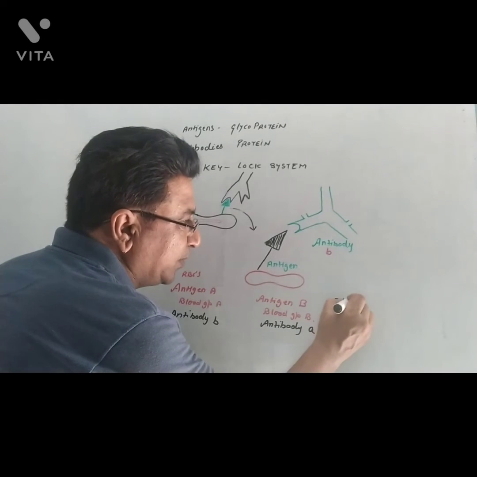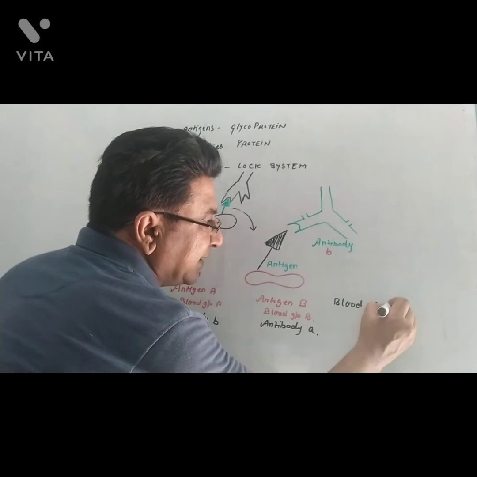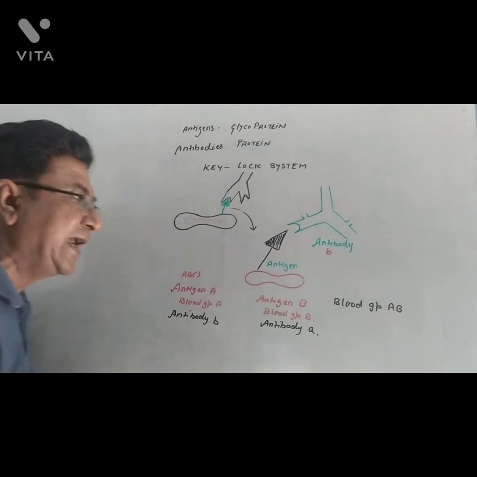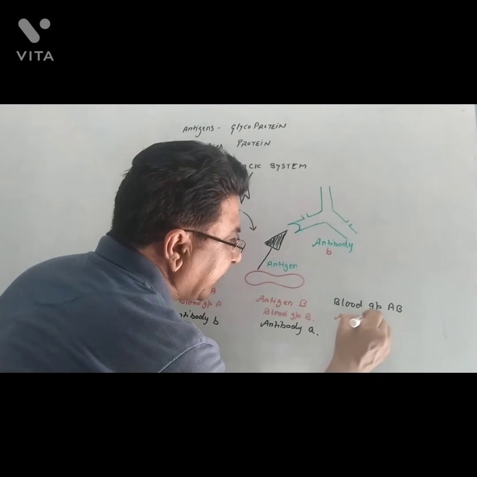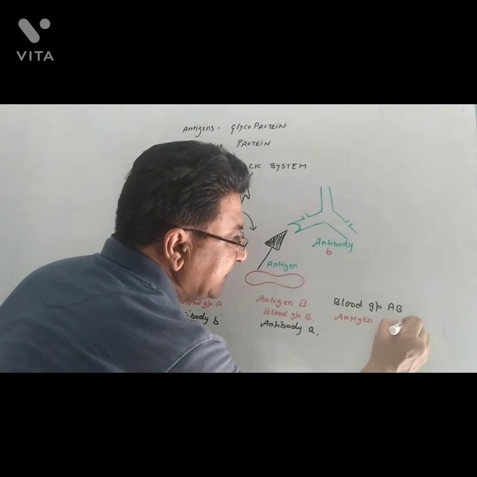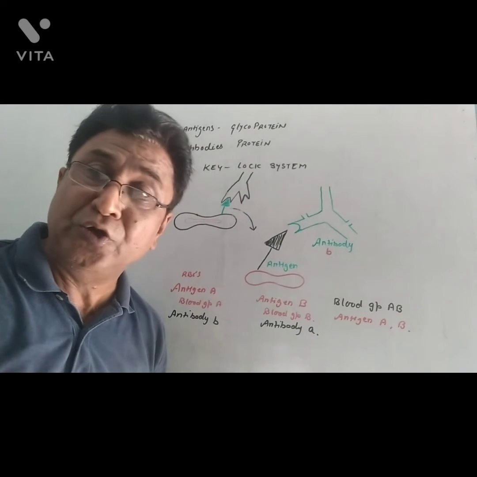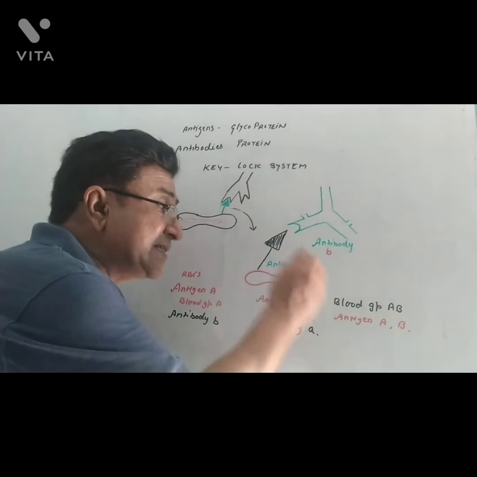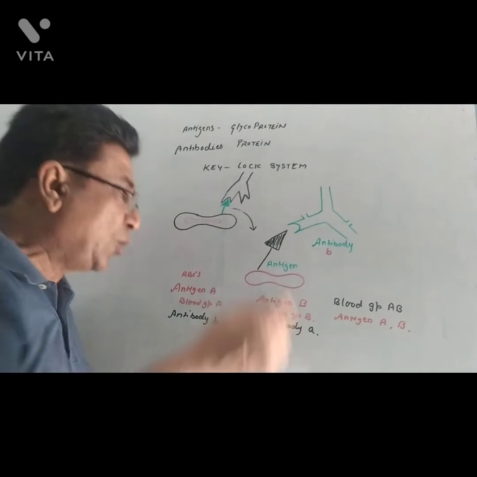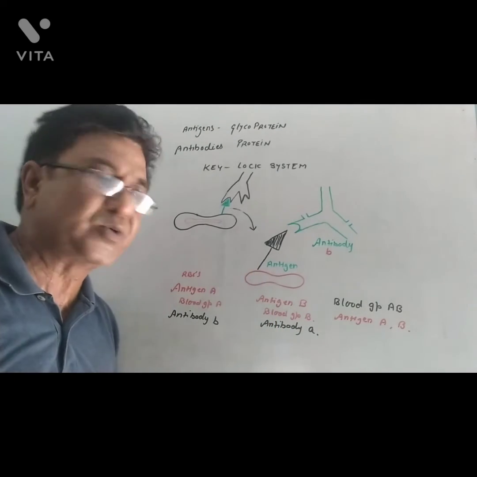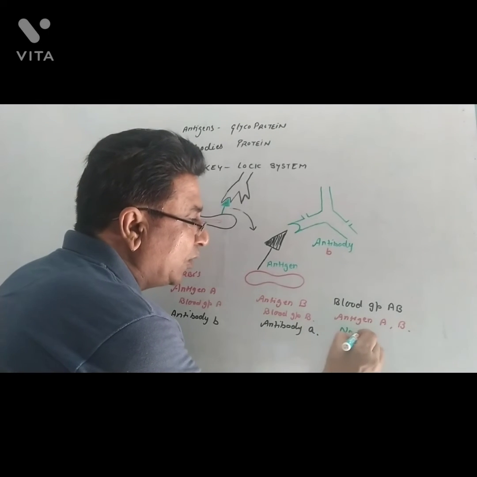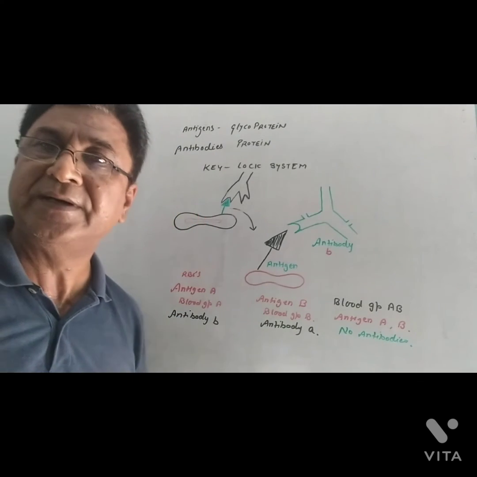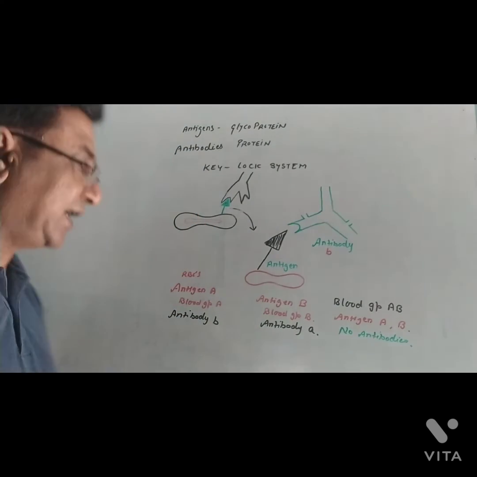The same way, blood group AB simply means this blood group contains antigen A and antigen B. It has no antibodies, because there are two types of antibodies, A and B, and it has A antigen as well as B. If either one were present, attachment would have occurred, that is why no antibodies are present in blood group AB.